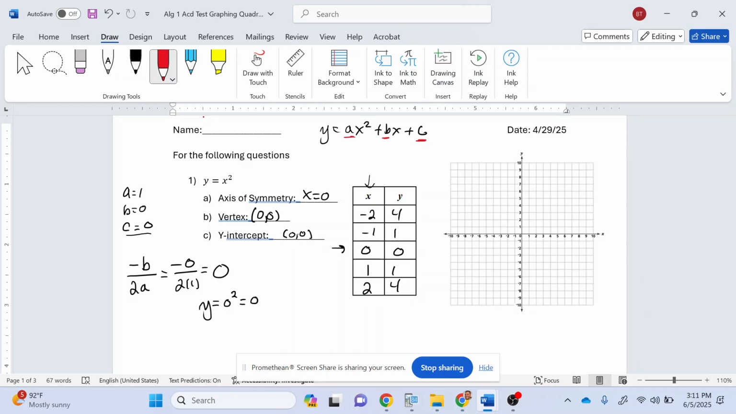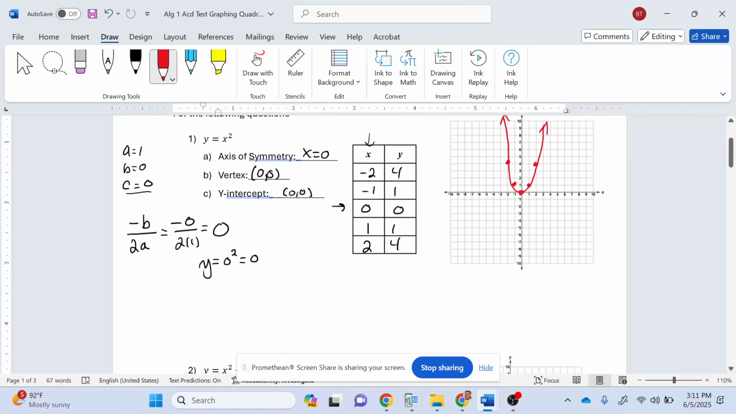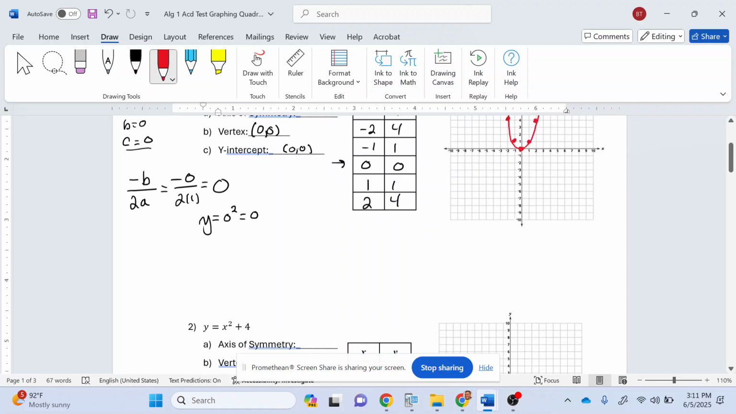So, negative 2, that's 2 left. Up 4, that's up 4. Negative 1, that's 1 left. Positive 1 is up 1. 0, 0. 1, 1. 2, 4. You should always get some sort of U shape, which is officially called the parabola. You could also call this whatever you want. I don't ask what you call it, but the official name is parabola if you ever hear it later in math.